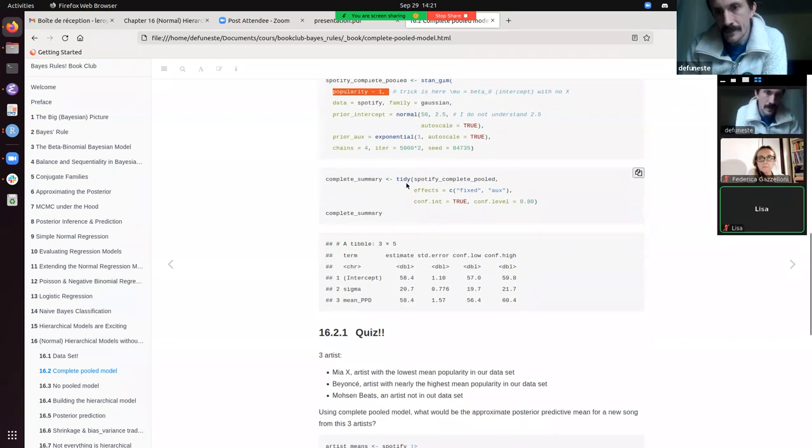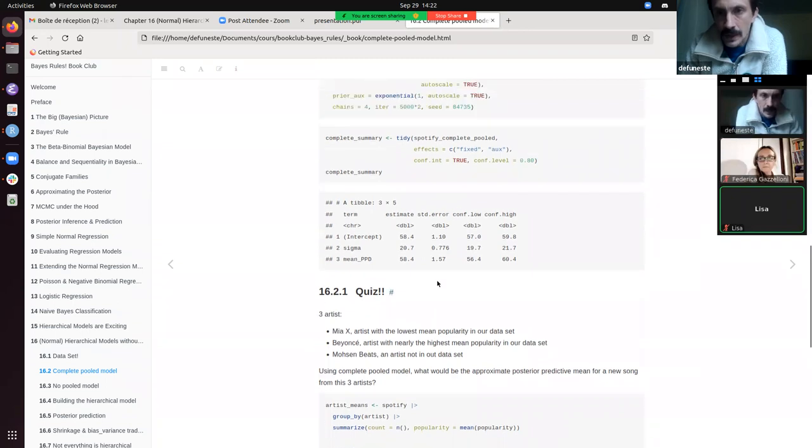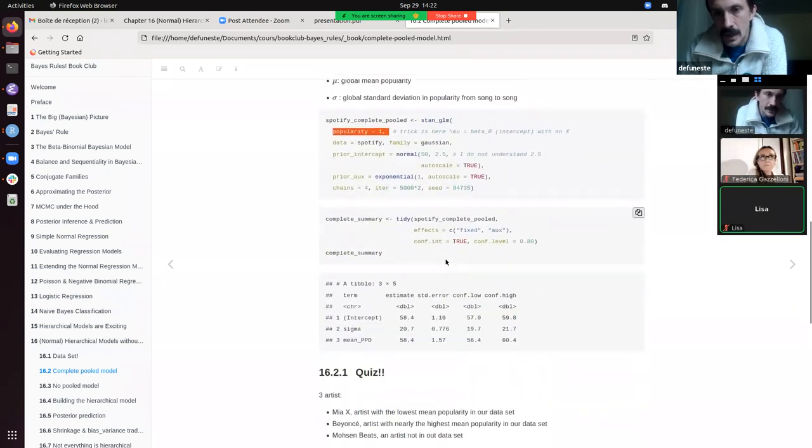Then we pull a summary of our simulation and that's provided here. So we get the intercept, the sigma and the mean. And we have their 80% credible intervals right here. Okay, so this is nothing new. We just have conditioned our model with data.